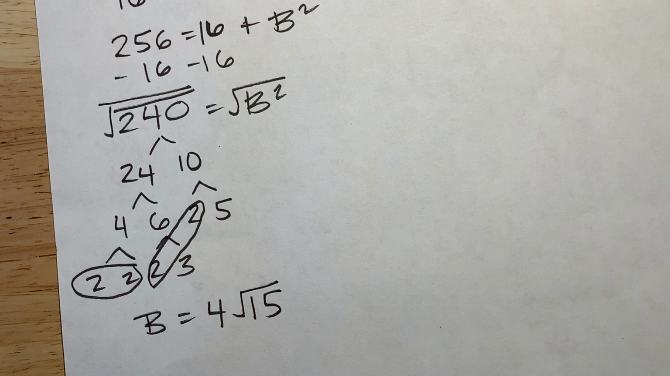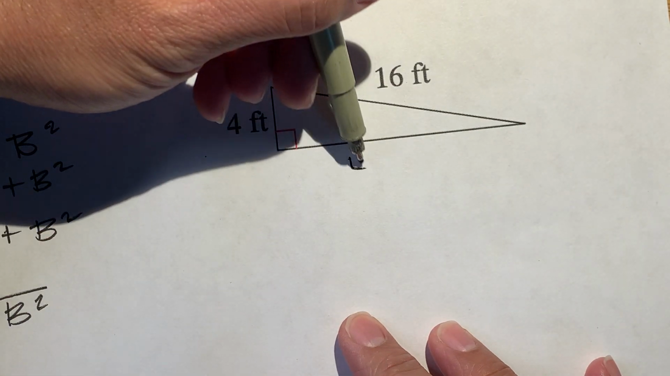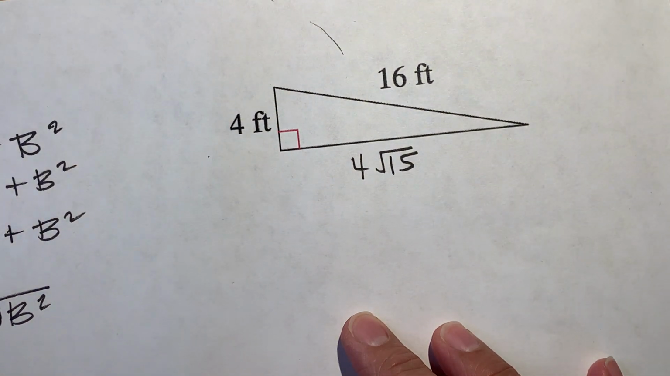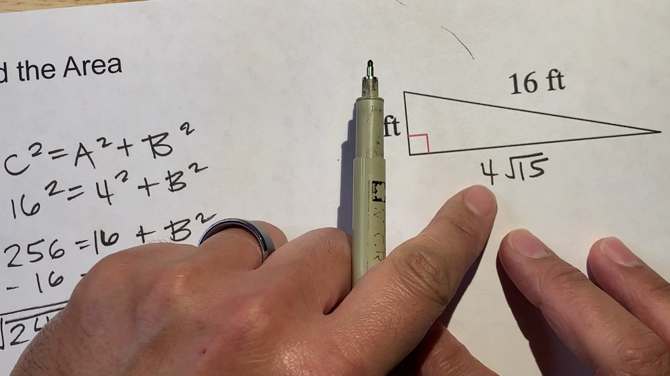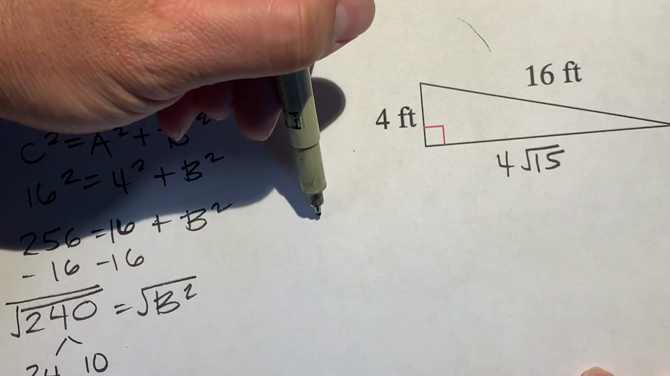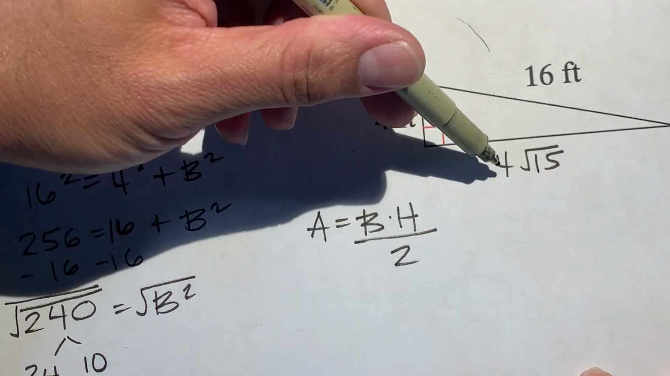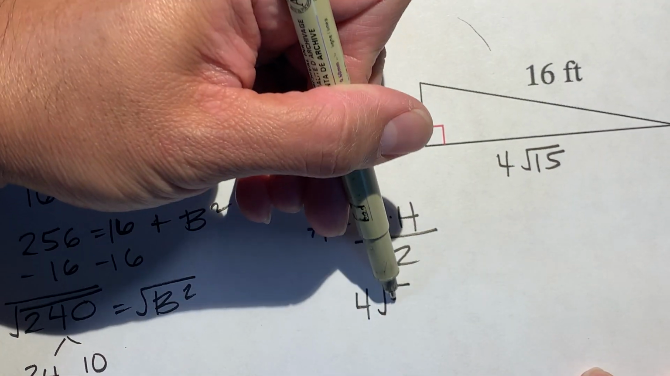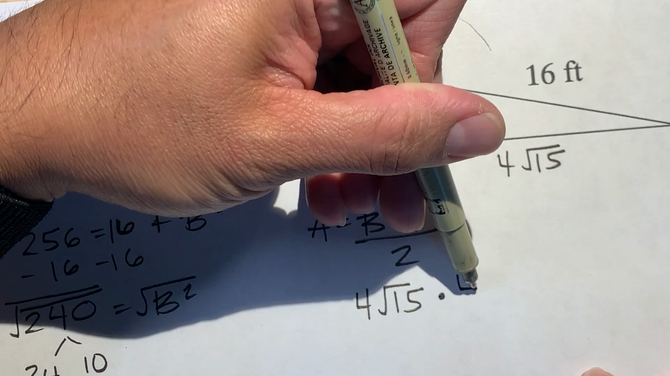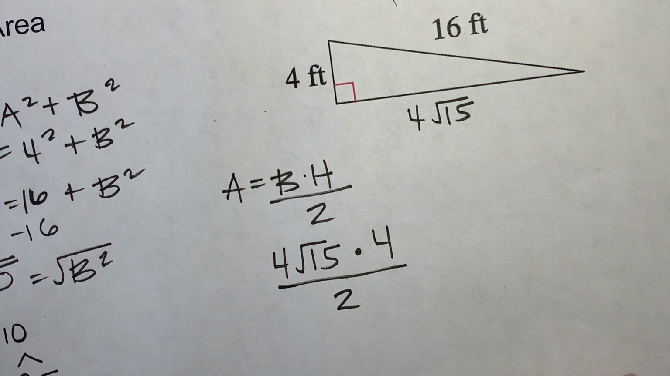So the square root of 240 is 4 square roots of 15. Now, there's our base, 4 square root of 15. But we're not done. This question doesn't ask to find the missing side. It says find the area. So now we're going to substitute into our formula, area equals base times height divided by 2. I'm going to write 4 square root of 15 times 4 over 2. Whoa, this gets a little tricky.